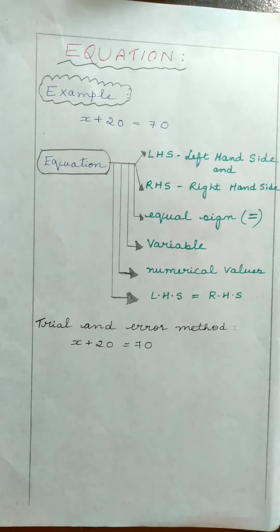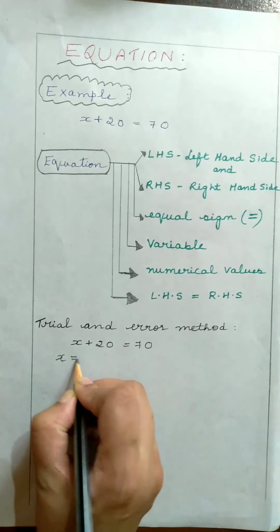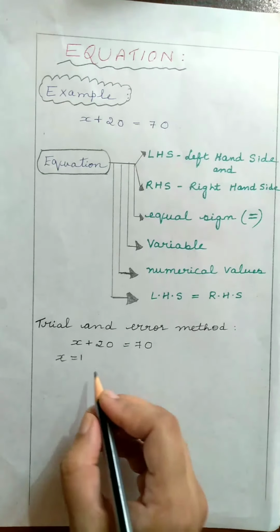If we get 70 on both sides, then we can say that x + 20 = 70. So, which value do we have to put for x so that when we add the two values, we get back our RHS value 70? That is called the trial and error method. So, children, in the trial and error method, we give values to x. For example, x is a variable, its value is not fixed.